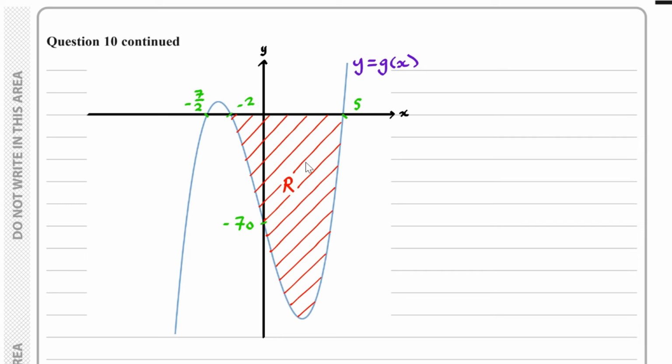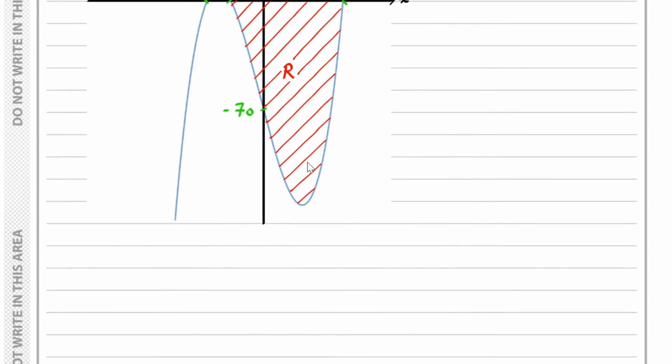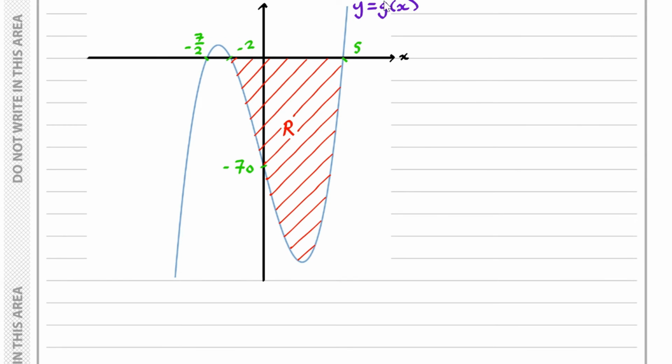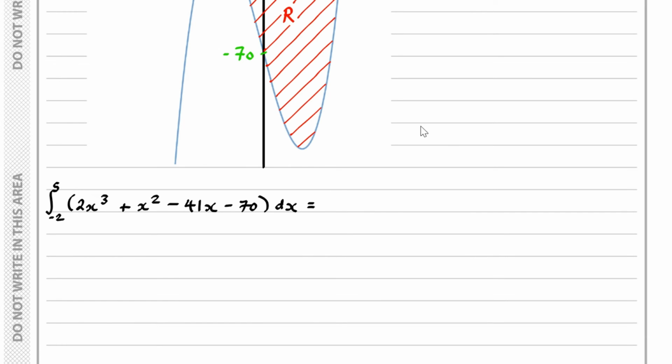And the way we can do that is using algebraic integration. So we want to integrate between minus 2 and 5 g of x with respect to x. So if I actually work out that integral between minus 2 and 5, so we're integrating 2x cubed plus x squared minus 41x minus 70. Let's integrate as normal, so we add 1 to the power, divide by the new power. If I add 1 to the power I get 4, if I divide by the new power, here I get 1/2 x to the 4, then here I get 1/3 x cubed minus 41 over 2 x squared minus 70x.